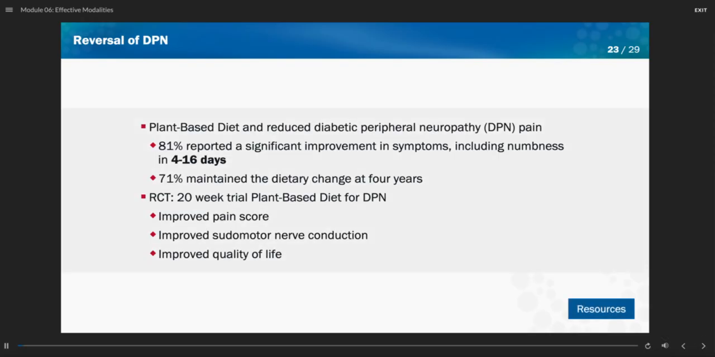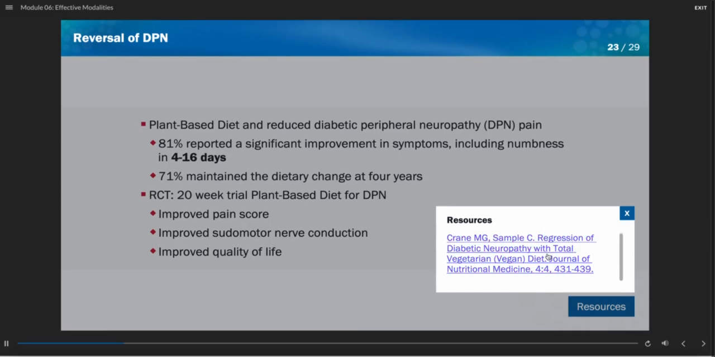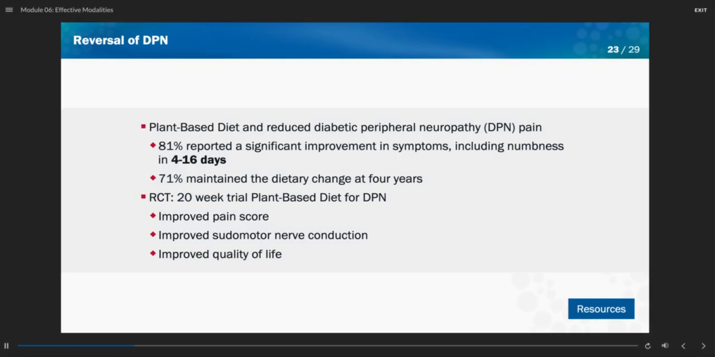A lifestyle medicine intervention along with a whole food plant-based diet can be very powerful in not only improving hemoglobin A1C levels, but also improving symptoms associated with diabetic peripheral neuropathy. In 1994, Milton Crane and Clyde Sample did a very interesting study where they isolated 25 people in a controlled environment for 25 days and measured the improvements in their peripheral neuropathy symptoms.